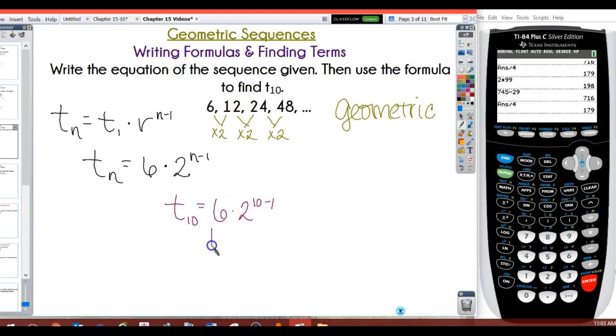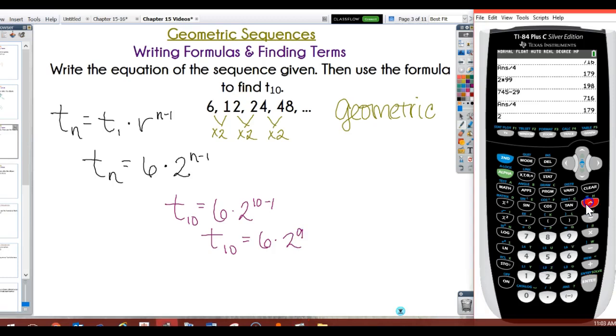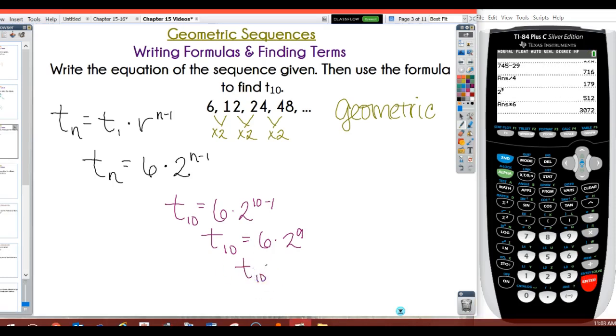We need to subtract first, so this will be 6 times 2 to the 9th. From here, if we take 2 to the 9th power and multiply that by 6, we will end up getting our 10th term to be 3072.